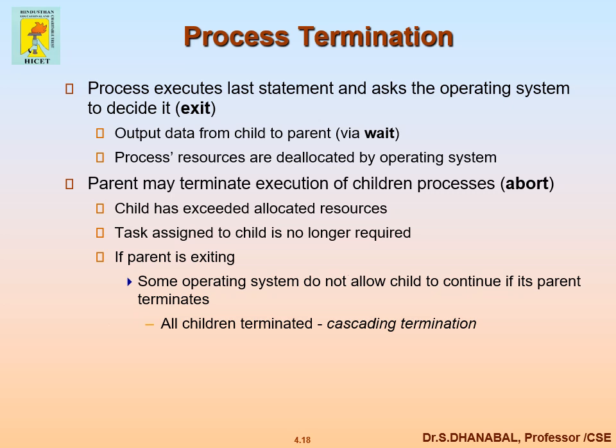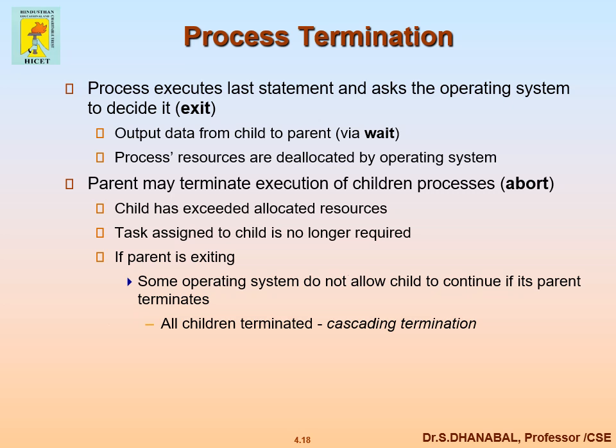Process termination refers to this: the process executes its last statement and asks the operating system to delete it. After executing everything, if the process is completed, the operating system has to decide, not other systems, or otherwise it can make the data wait for a long time. Output data goes from child to parent. If the parent is waiting for the output given by the children, it has to wait until the children execute. Once it gets the data from the children, automatically it will be aborted or sometimes terminated.